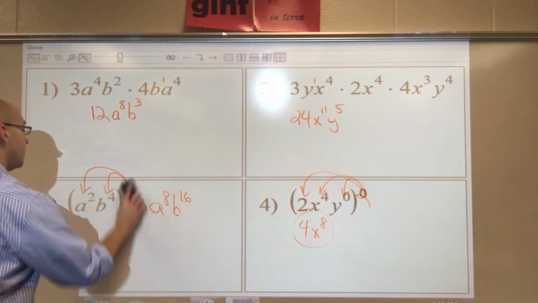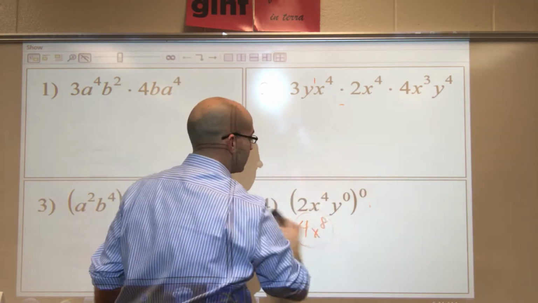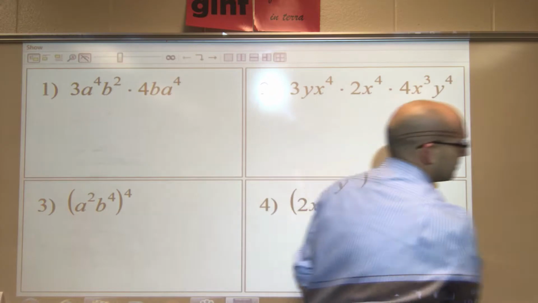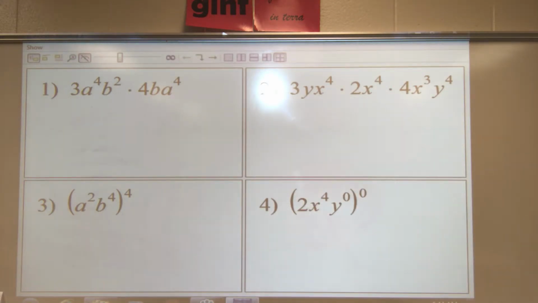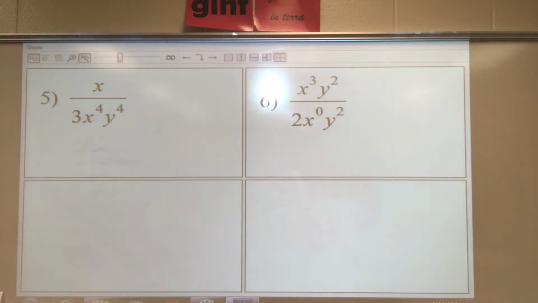Okay? Let's go ahead on to a couple more. I think I only have 2 more for you because we haven't done dividing yet. Because dividing is fun. It's not really. I just kind of lied. It's not fun at all. Okay. Now, dividing is a little bit more tricky.